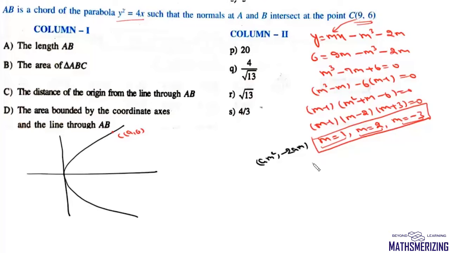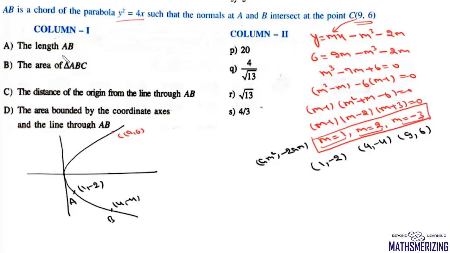So if m is 1, we'll get this point as (1, minus 2). If m is 2, we'll get this point as (4, minus 4). And if we take m as minus 3, then we'll get this point as (9, 6). So that means this point C is (9, 6) and then we have 2 points, one of which is (1, minus 2) and that's suppose A. So A is (1, minus 2) and B is (4, minus 4).